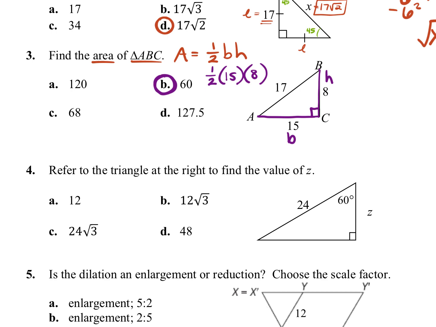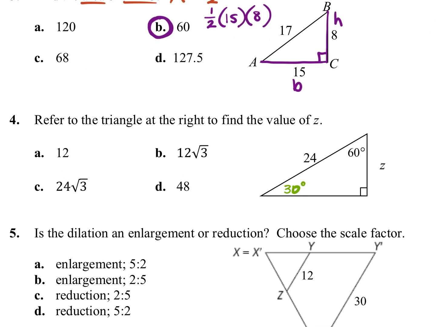All right, number 4. This is a 30, 60, 90.